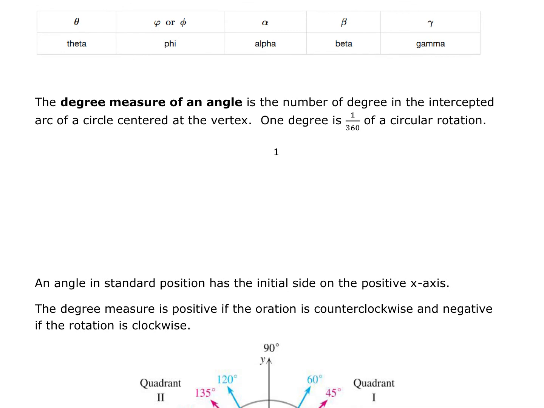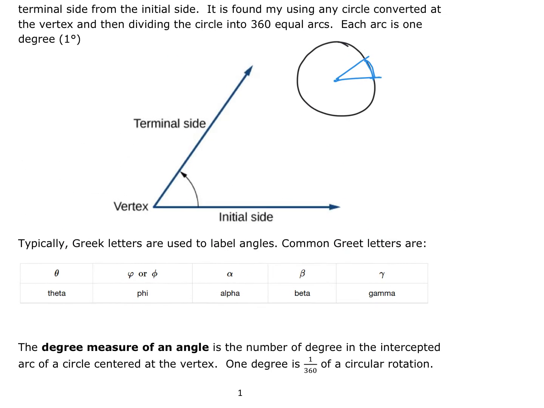So then here's our formal definition. The degree measure of an angle is the number of degrees in the intercepted arc of the circle centered at the vertex. And 1 degree is 1 over 360 of a circular rotation. So that goes back to my picture up here: when we're talking about the angle measure of this, how many of those 1/360ths do I end up with to get this measure? How far did I rotate?